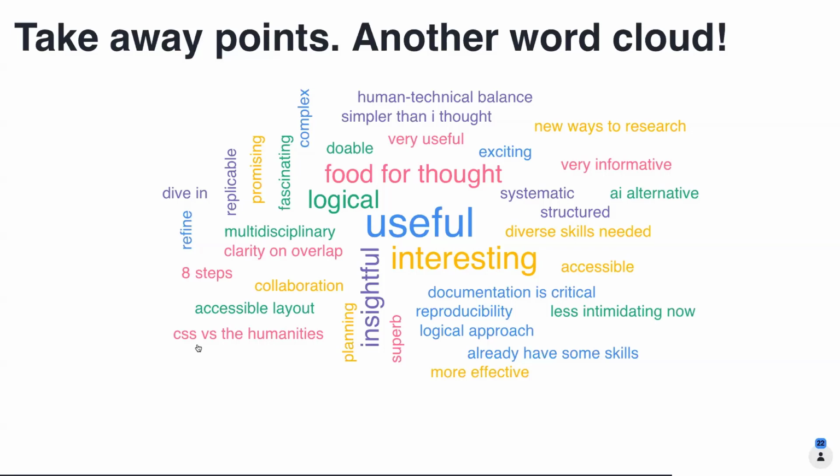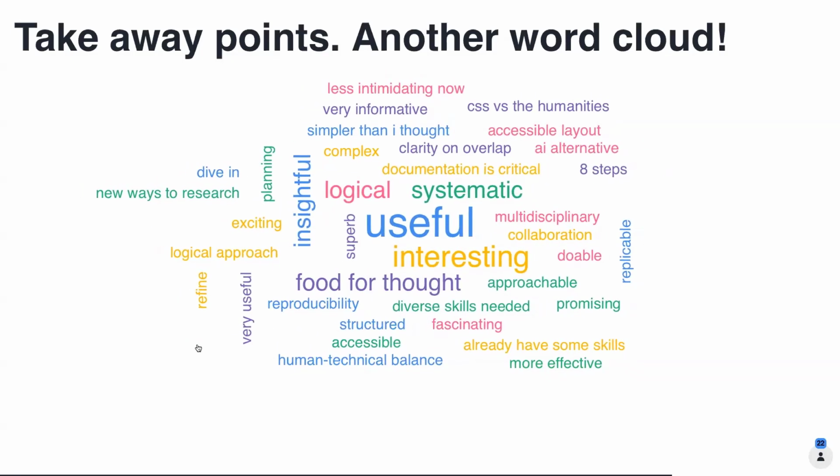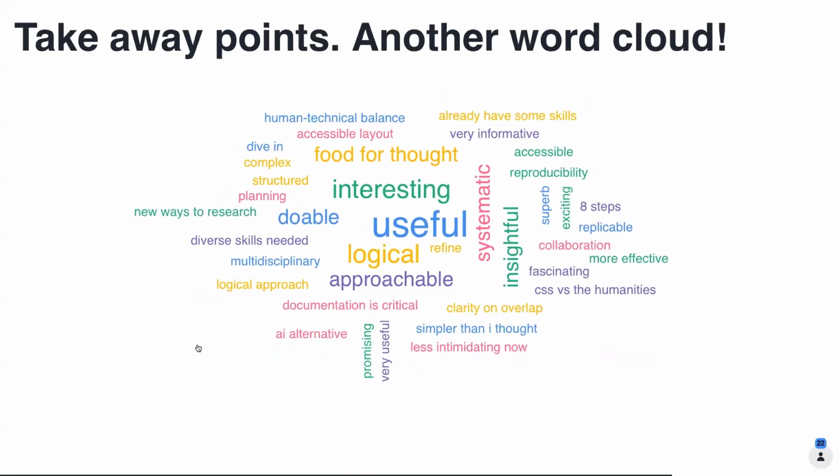But yeah, let's have a look at some more of these. Clarity on overlap, fair enough. Promising, more effective, human technical balance, yeah, for sure. I mean, I'm sure a lot of you have heard of ChatGPT and the strides that we've made in AI in the past month. So it's a cool field to be getting interested in, using some of those techniques.